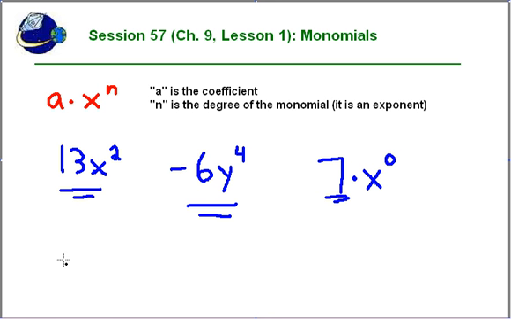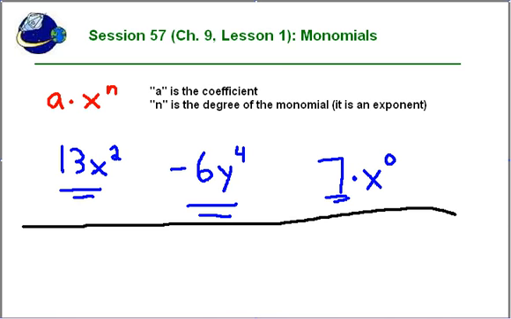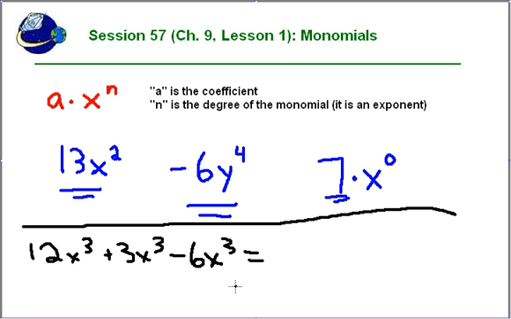Okay, let's move on to a couple more examples here, and then we'll be done. Let's say our problem is 12x to the third plus 3x to the third, and then from that, we're going to subtract 6x to the third. Let's determine what the value of this is.